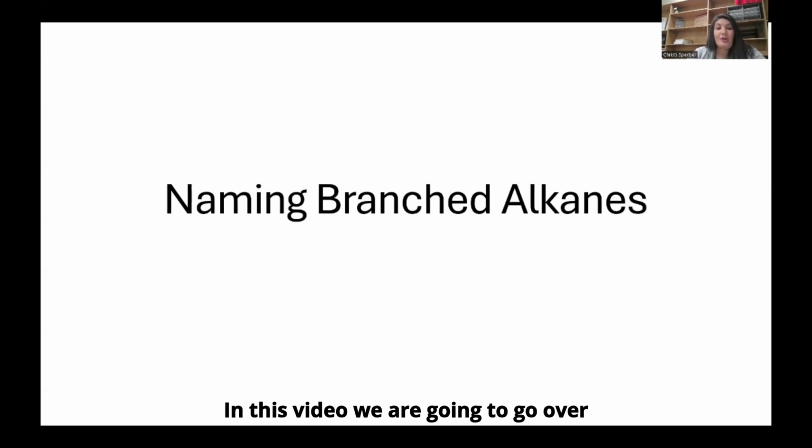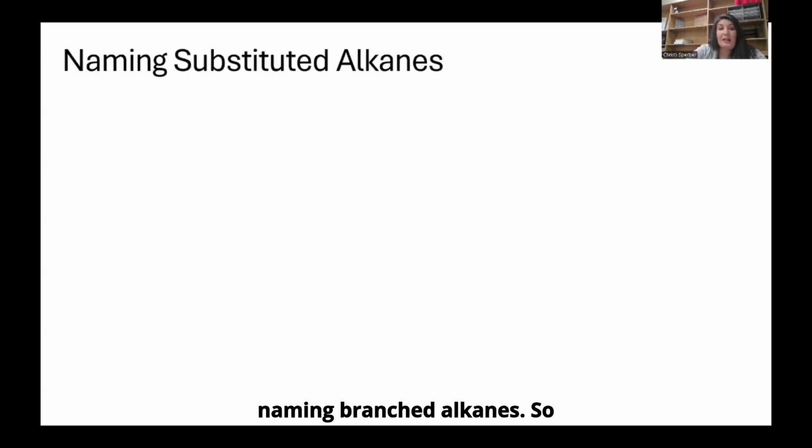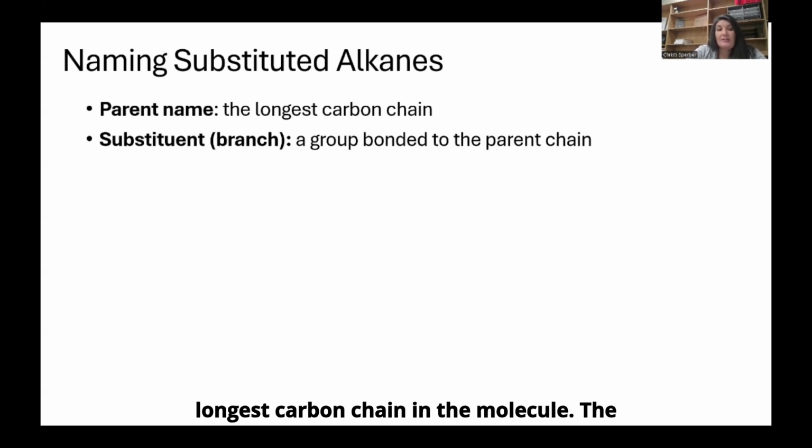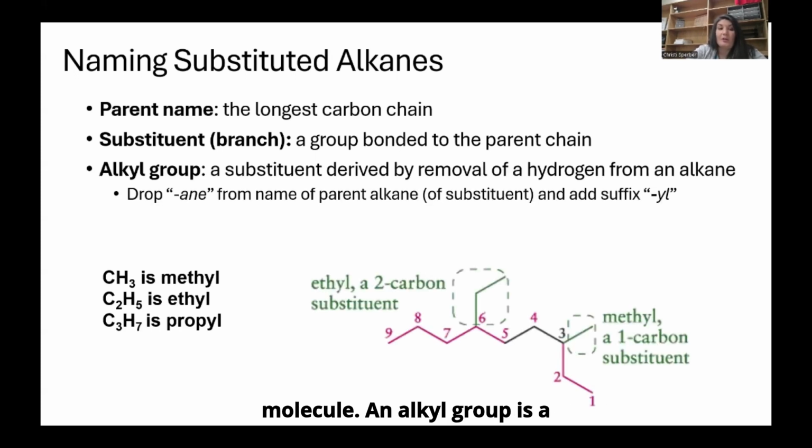In this video, we are going to go over naming branched alkanes. So naming substituted or branched alkanes, first you need to find the parent name. The parent chain is the longest carbon chain in the molecule. The substituent or the branch is the group bonded to the parent chain. There may be more than one substituent or branch in a molecule.